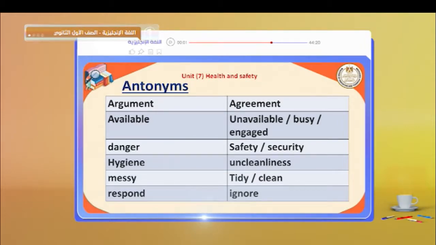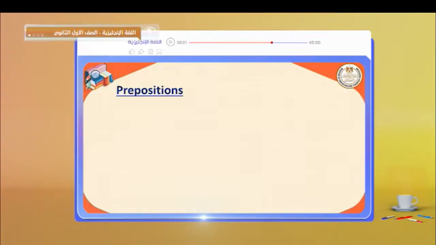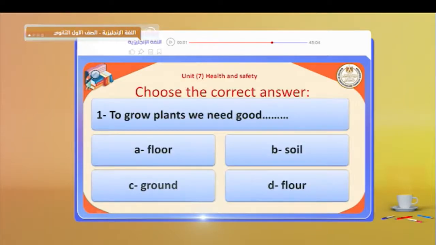So he ignored it. We have also something which is very important. These are the prepositions. What are the prepositions? The prepositions are like for, like what, like how. Preposition, as we said, for example, respond to. We said react to. We said protect from. These are the prepositions.